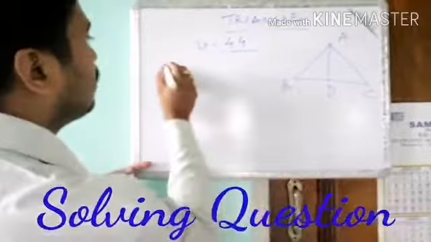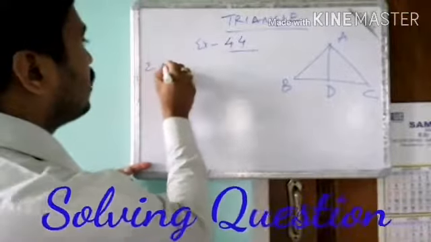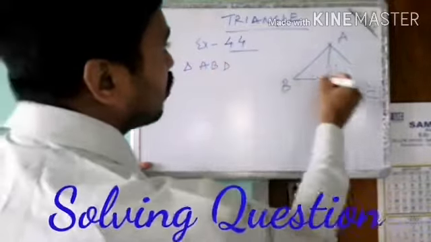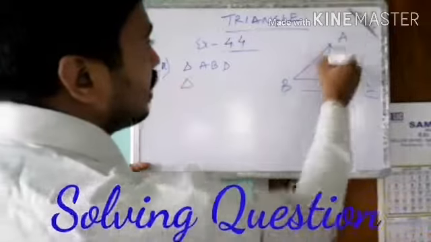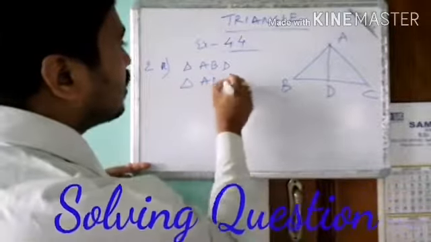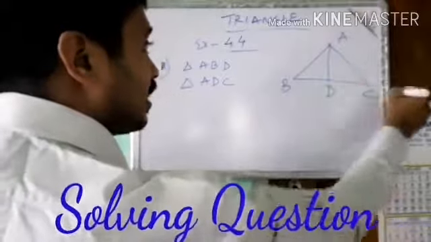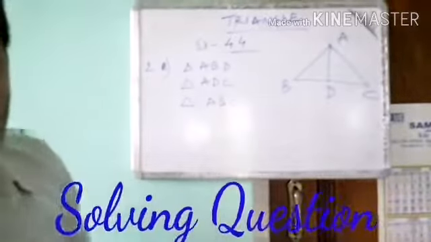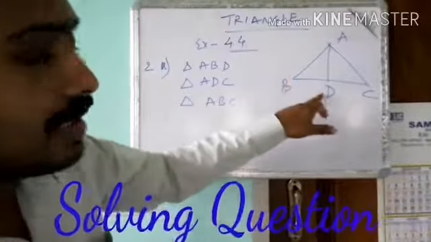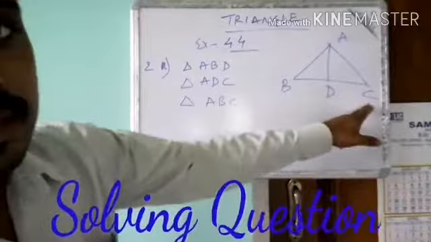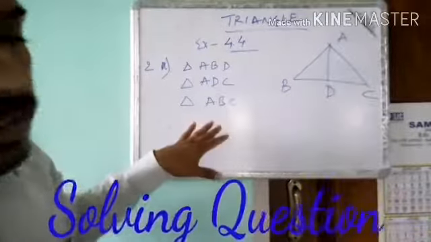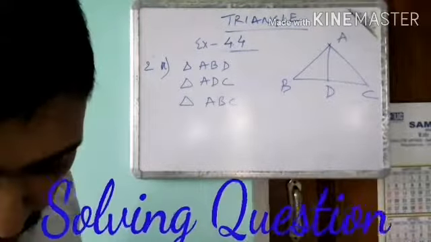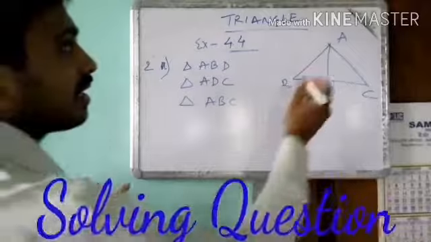First triangle, question number 2, the answer. The first triangle is ABD. This is the smaller triangle. Another triangle is ADC. Third triangle is the bigger triangle ABC. So these are the three triangles: ABD, ADC and ABC. Okay? Three triangles are given. Write the names of 7 angles.